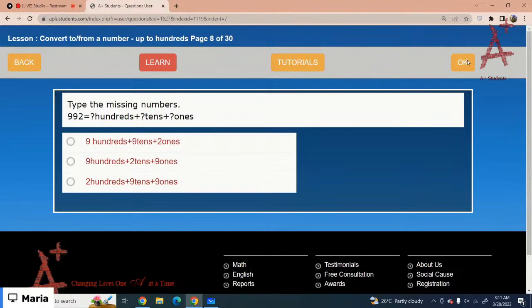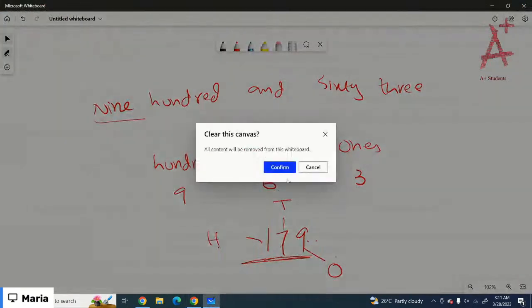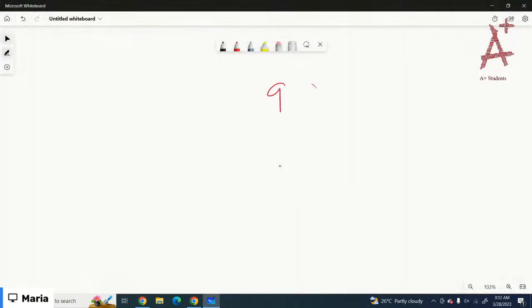Like for the next one, you have 992. Just listen to me carefully and keep answering what I am asking. 992. Keep this very important line in your mind: the rightmost digit is always the digit at the ones position. Then you have the tens digit. The next one is the hundreds digit. If you have to read this number, how do you?